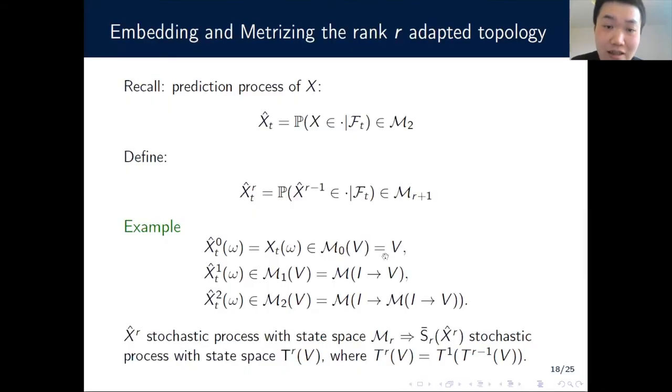Finally, let me introduce our main results. Recall again that the prediction process of an adapted process X is the evolution of conditional distribution. So X hat is itself a measure valued stochastic process, and of course it itself has a prediction process, which we call X hat 2. You continue this procedure to get a family of measure valued stochastic processes, which we call X hat R, equal to the conditional distribution of X hat R minus one, so inductively defined. Given that X hat R takes values in MR, we can define the rank R expected signature for X hat R. Correspondingly, the target space is always the rank R tensor algebra.